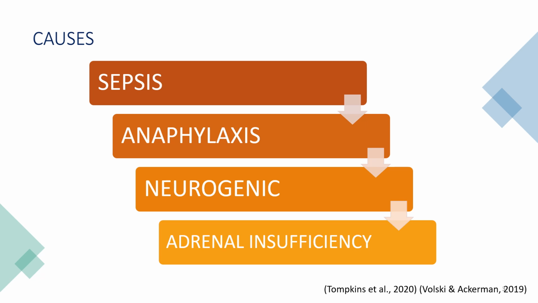Distributive shock is caused by various etiological factors, including sepsis, anaphylaxis, neurogenic, and endocrine abnormalities. These conditions, in particular anaphylaxis, lead to significant vasoplegia, or loss of vasomotor tone in the microcirculation, which in turn results in tissue hypoperfusion.